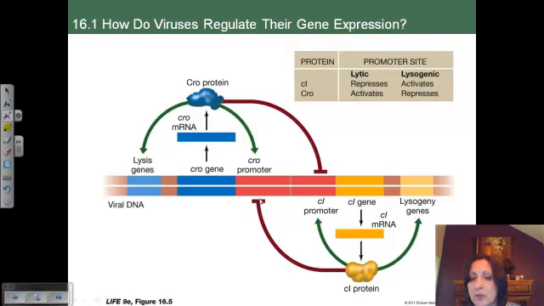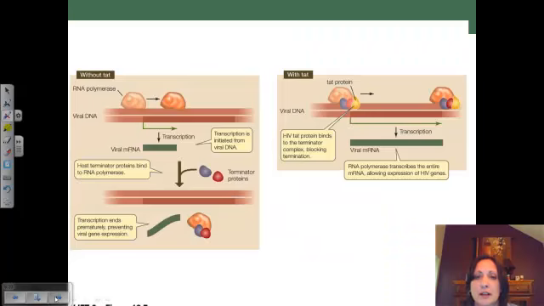It also will block the CRO promoter. So this gets shut down. Now, if the cell's not doing as well, the CRO protein will accumulate, and that is going to activate the lysis genes, and it's going to block the promoter for the CL. And again, it's also a self-promoting thing here. So you get more promoter, you get more gene, you get more protein. It's going to cause more of the protein product. So that's how it decides which genes are going to get expressed, depending on the environment.